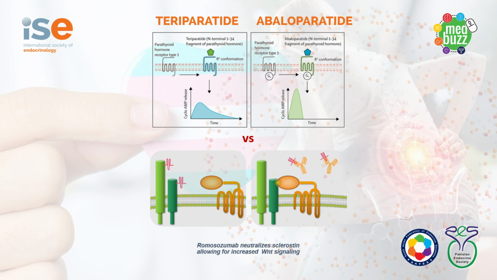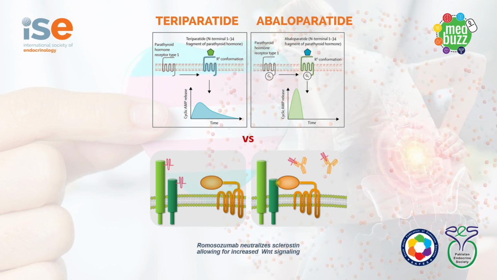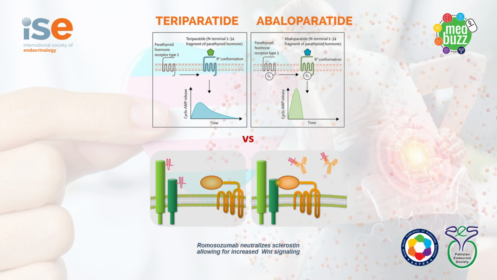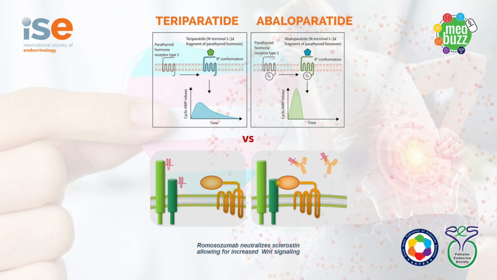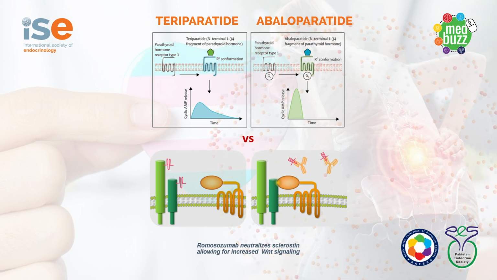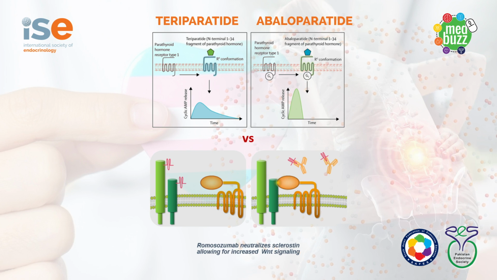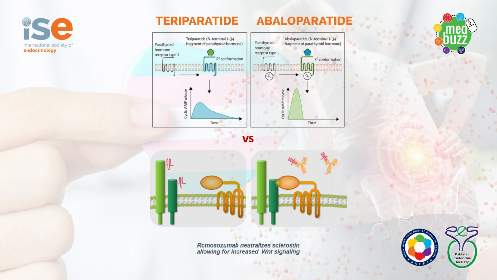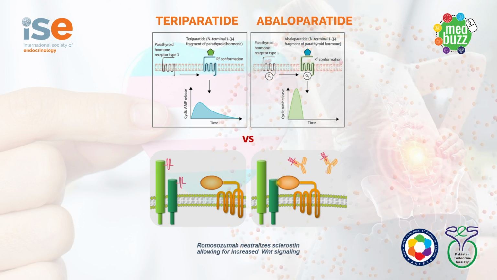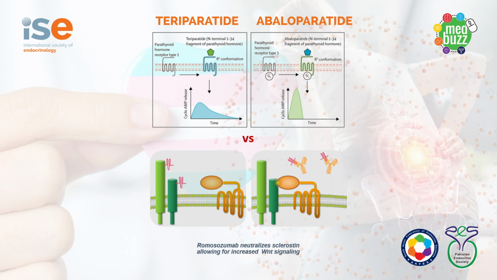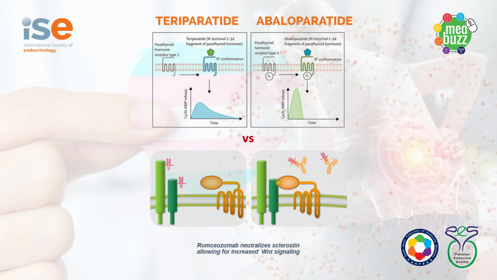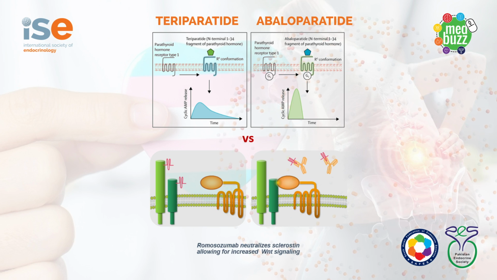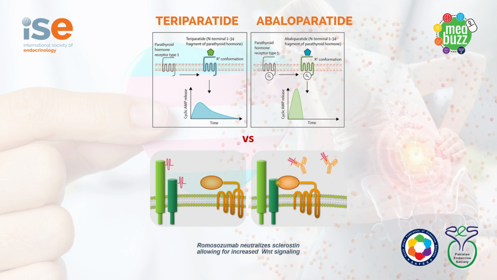The other bone-forming agent currently available is romosozumab, which is an antibody neutralizing sclerostin. As you know, sclerostin inhibits bone formation by blocking the Wnt signaling. Romosozumab neutralizes sclerostin and subsequently allows for increased Wnt signaling and increased bone formation.